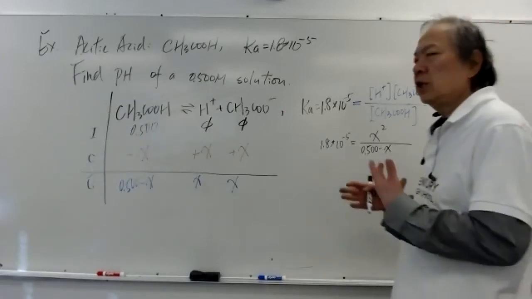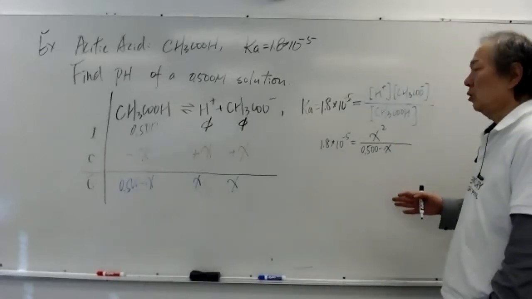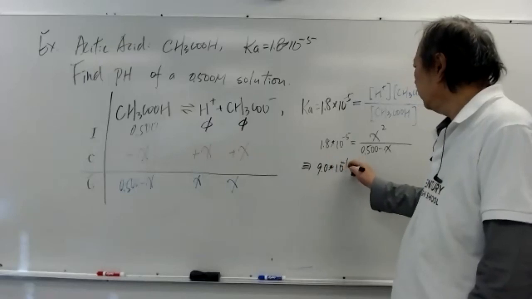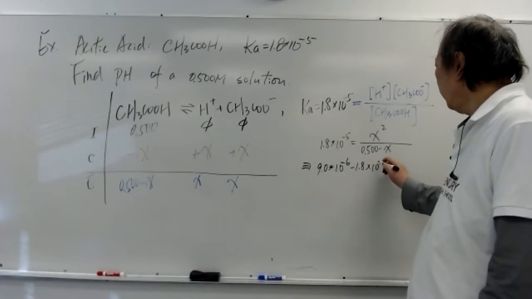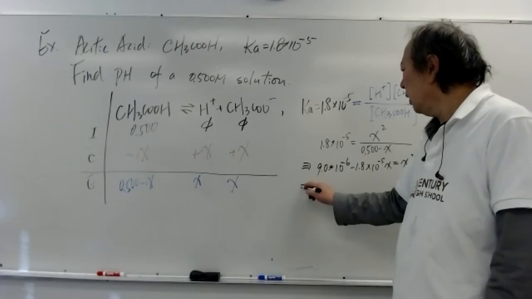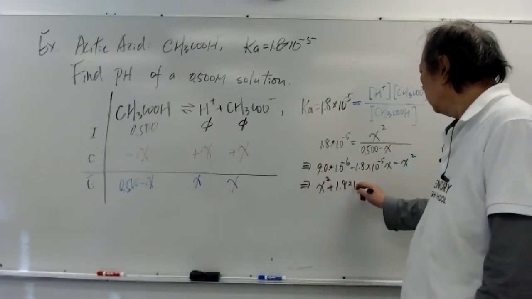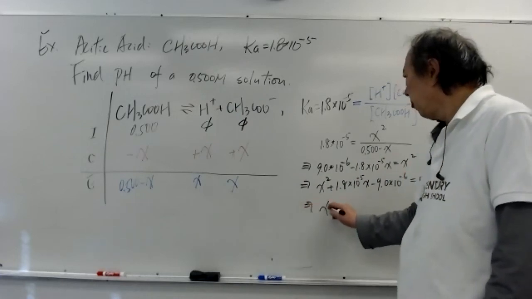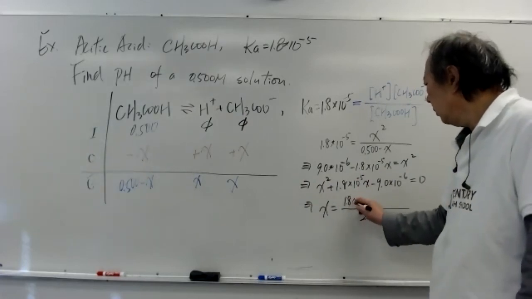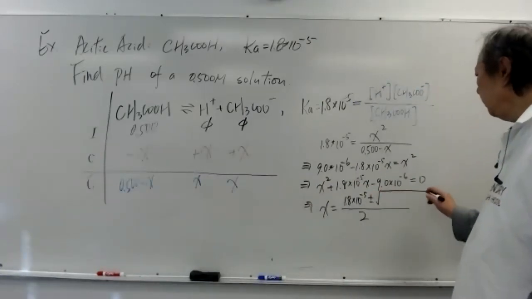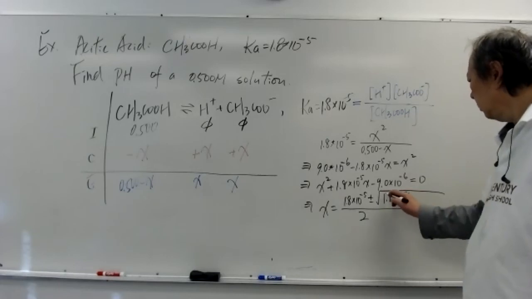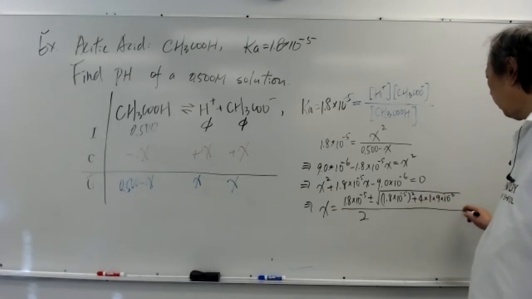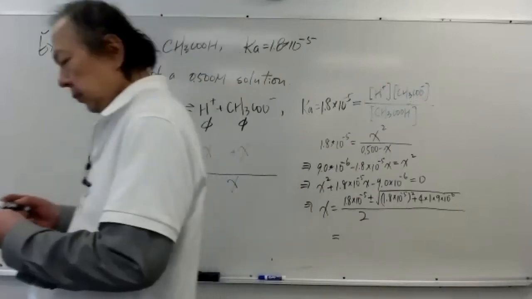I'm going to show you how to solve these questions. Later on, you don't need to solve them in this way. Cross multiply: 0.5 times this gives 9.0 times 10 to the negative 6, minus 1.8 times 10 to the negative 5 X, equals X squared. Move everything to the right. X equals negative b plus or minus the square root of b squared minus 4ac, over 2a. I use the calculator to find x, or you can use the calculator to find x too.